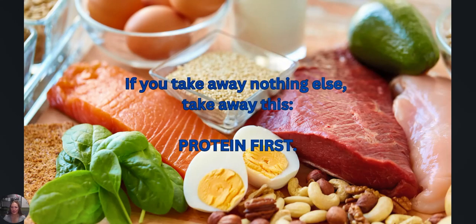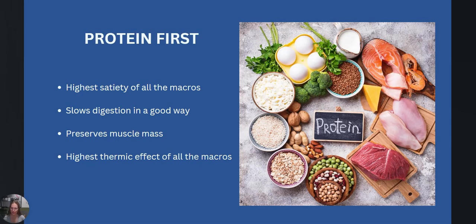Before we even get started, if you take away nothing else from this presentation, I want you to remember: protein first. It's super important. It has the highest satiety of all of the macronutrients, meaning that you feel more full and satisfied when you have protein in a meal than if you don't. It also slows down digestion in a good way.